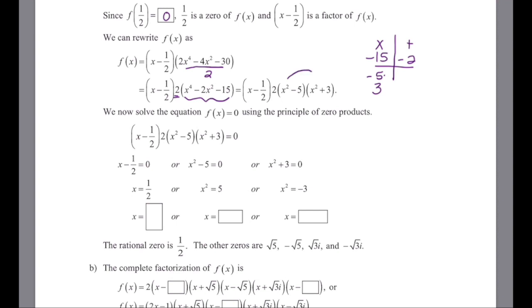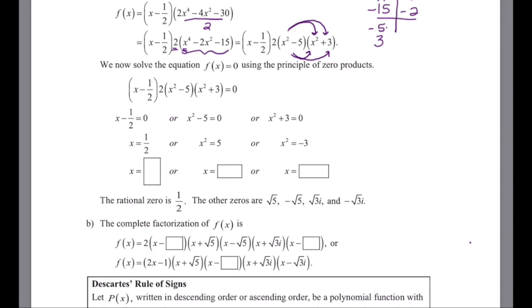Notice if I were to distribute, x squared times x squared gives me my x to the 4th. X squared times 3 would give me positive 3x squared, minus 5x squared, minus 15. So when I combine like terms, I get the x squared in the middle. Now we have our factored form pieces here. We have x minus a half is 0, x squared minus 5 is 0, and x squared plus 3 is 0.